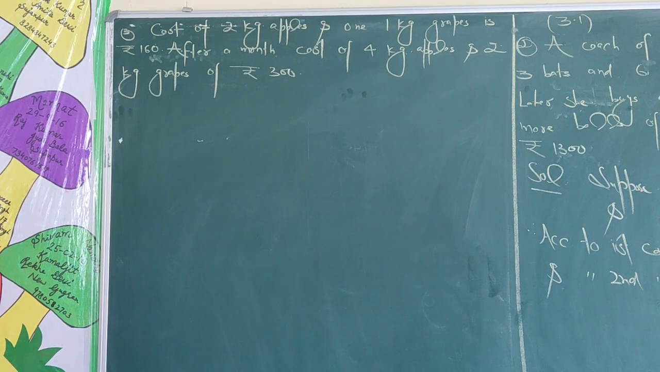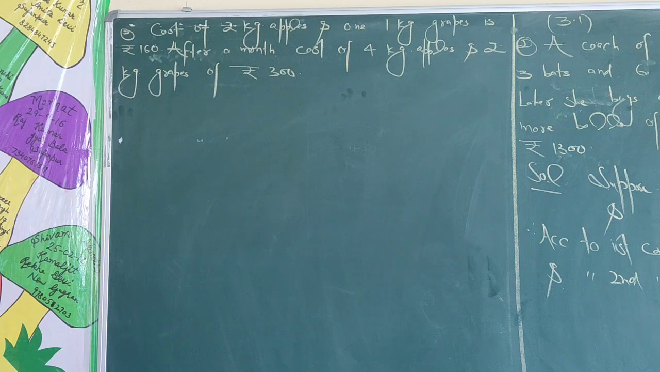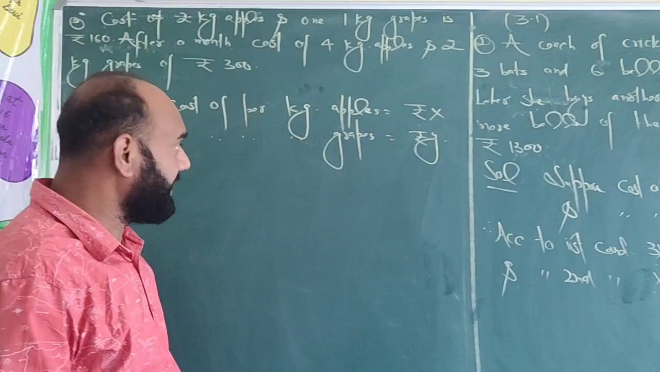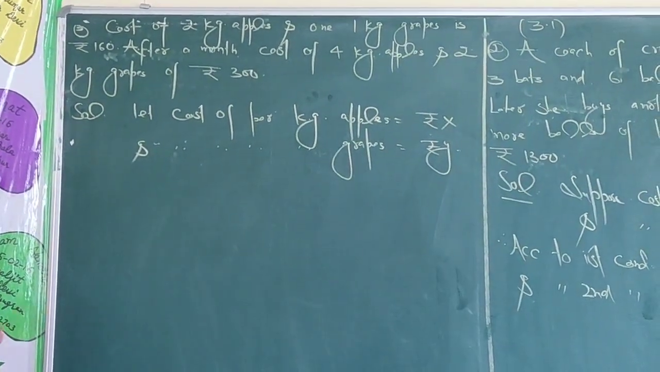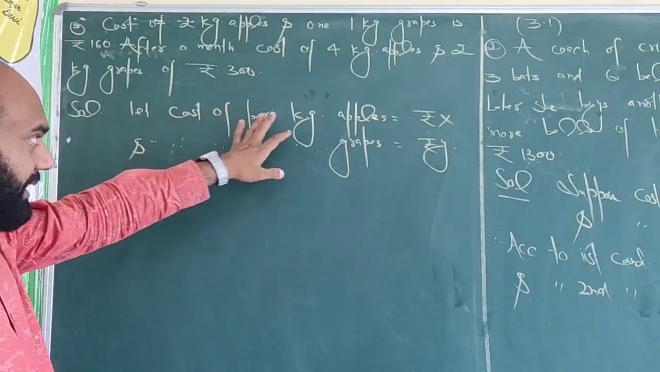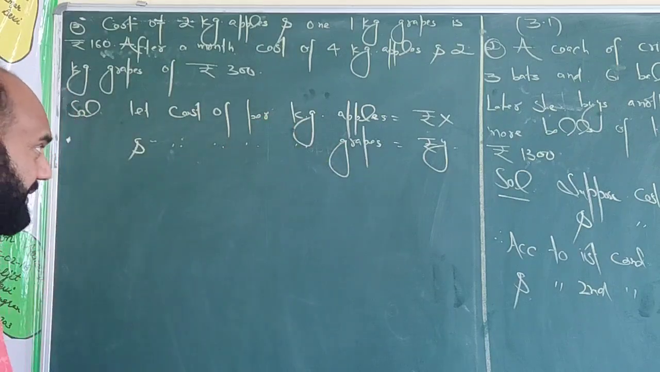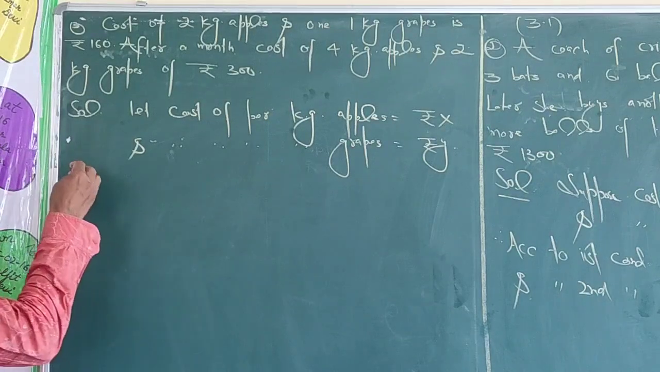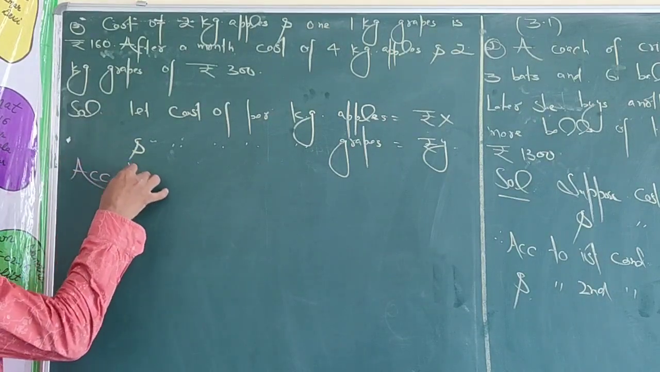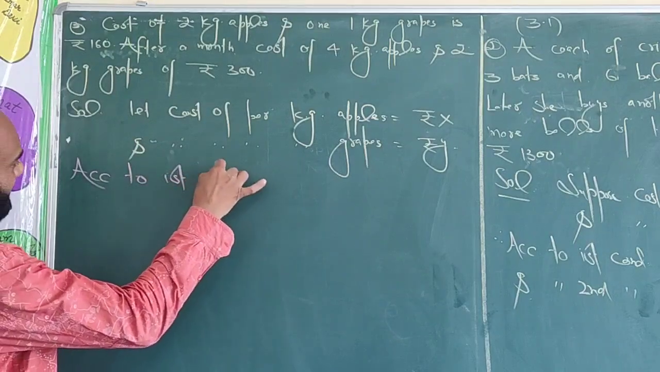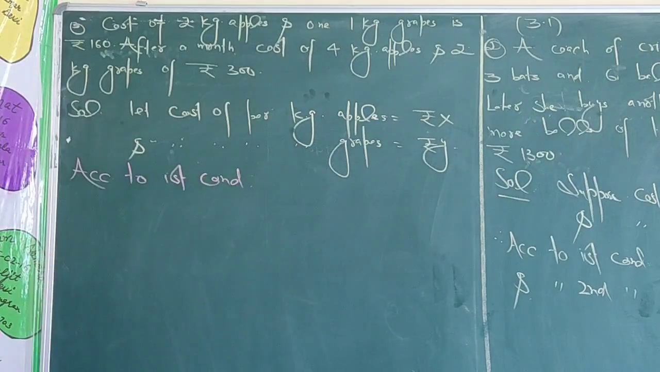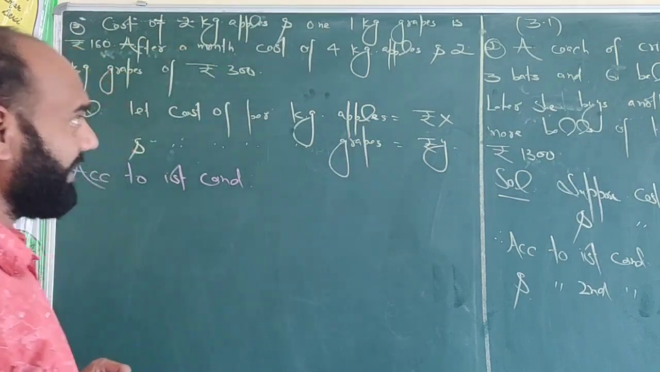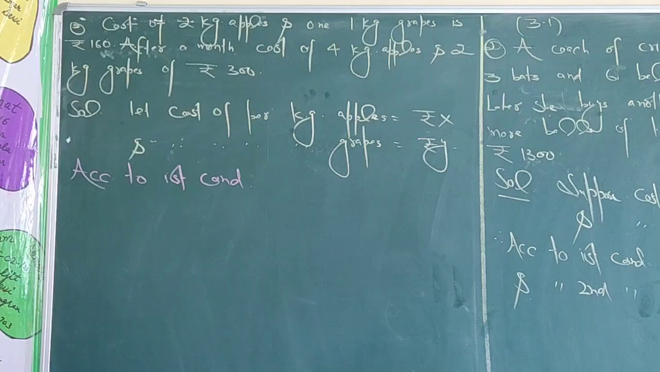So to solve this question graphically, first of all we take the cost per kg of apples and the cost per kg of grapes. We choose the cost of one kg apple as rupees x and the cost of one kg grape as rupees y. Therefore, according to the first condition, the cost of 2 kg apples and 1 kg grape is rupees 160.